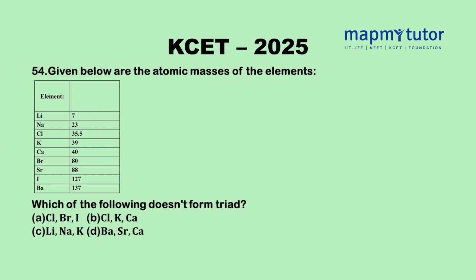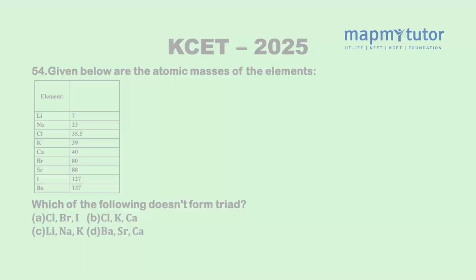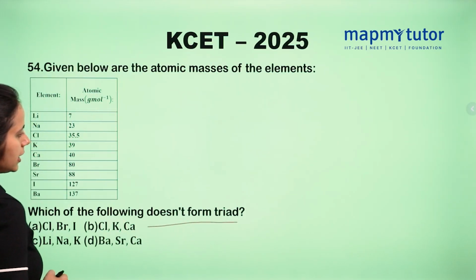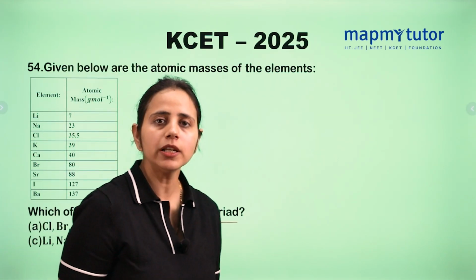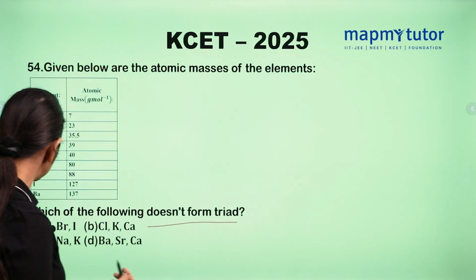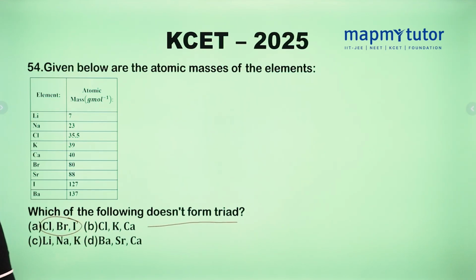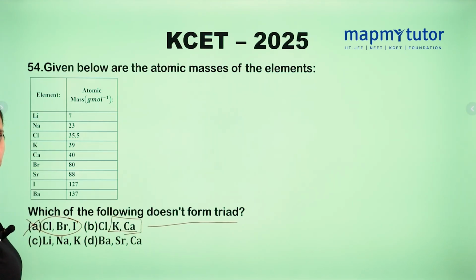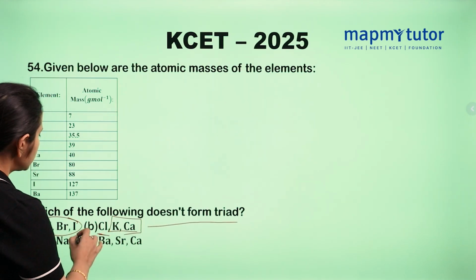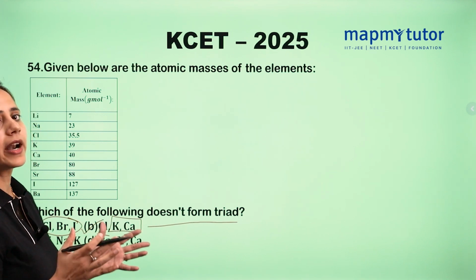Given below are the atomic masses of the elements, and which of the following does not form a triad? See, in such questions we just see that only those elements will form a triad which have similar properties. So here, let's see, chloride, bromide, iodide, these are from the halogens, so they are similar. So this can't be the answer. See here, these two are metals, potassium and calcium, while chlorine is a non-metal. So this is the right answer. They can't come in a triad.